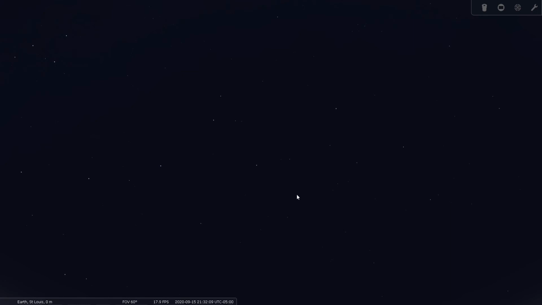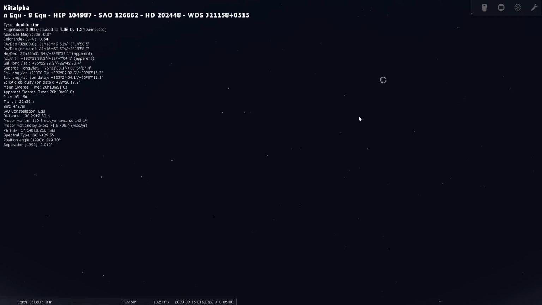So let's go over finding it again. Find the Great Square of Pegasus, make the leap over here to this bright star Enif, and then make another leap here to a star that does stand out, although it is fainter, and that is Alpha Equulei. Alpha is also listed as a double star here in the software. It's magnitude 4. It's 190 light years away. It must be a really, really tight double because I have not been able to split it.